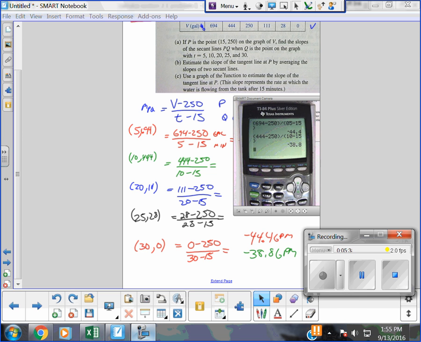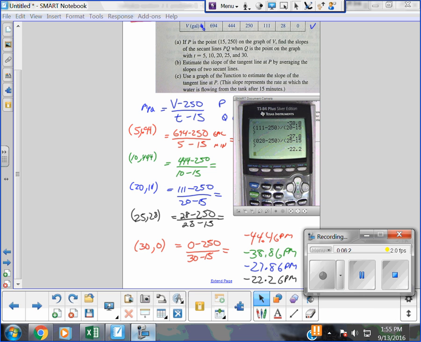And I hit second entry, right? And the next point was (20, 111), so I changed 444 to 111. I changed 10 to 20, hit enter. Negative 27.8 gallons per minute. I hit second entry, and actually this would go much faster if I didn't have to talk in between. And I would write in 028 instead of 111. I would write in 25. I hit enter. Negative 22.2 gallons per minute. Always a unit.